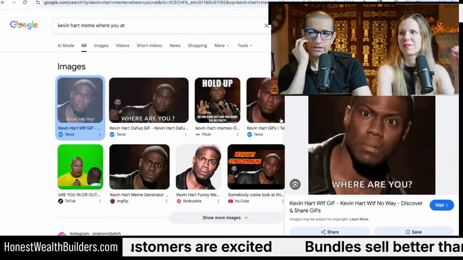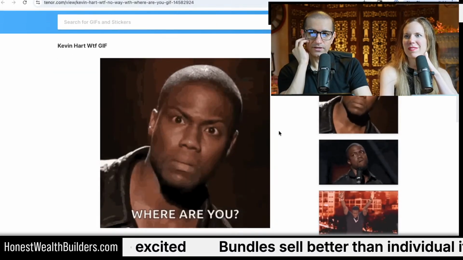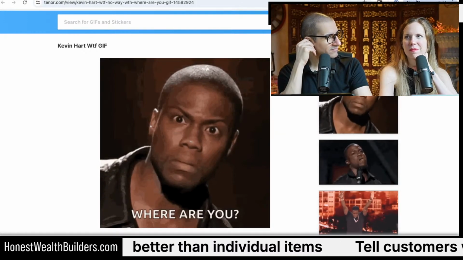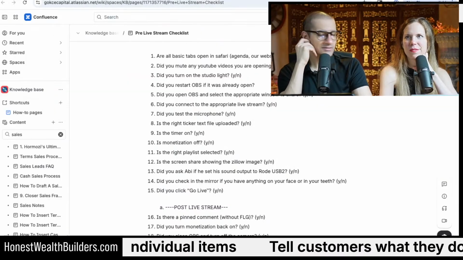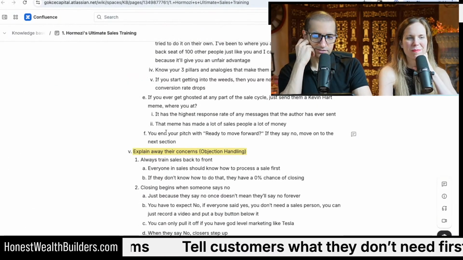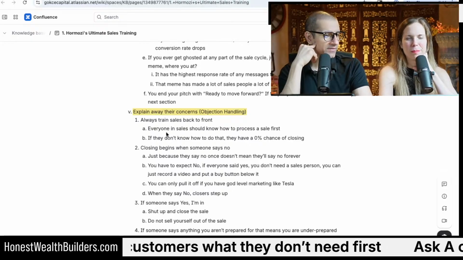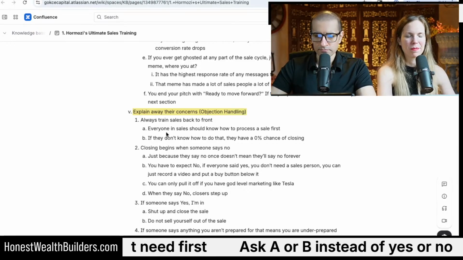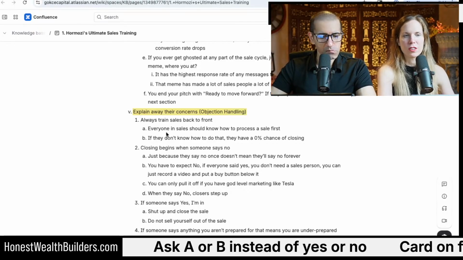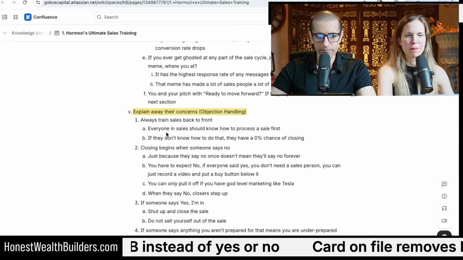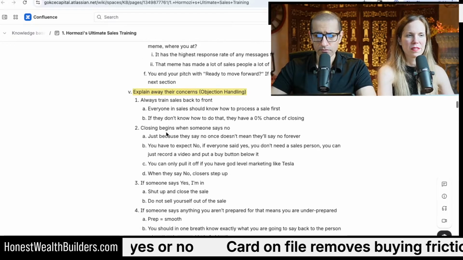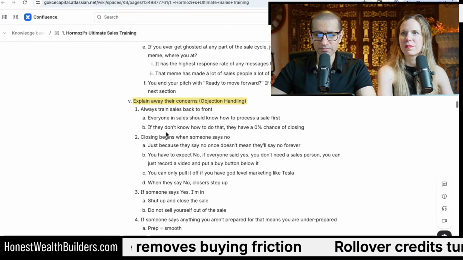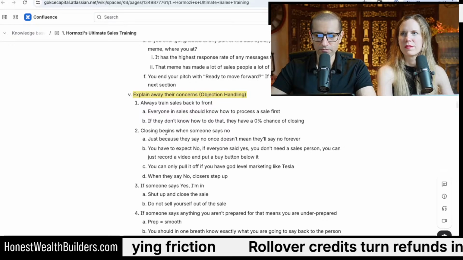Yeah, you can click on it. It's a GIF. Yeah, this one. So we tried it. When people ghost, we send them this. A couple of people have responded. Yeah, sometimes it works. It's better than any other alternative. I mean, some people, if they're ghosting you, they're just going to ghost you no matter what you do, right? Yeah. It has the highest response rate. Memes have made a lot of salespeople a lot of money.